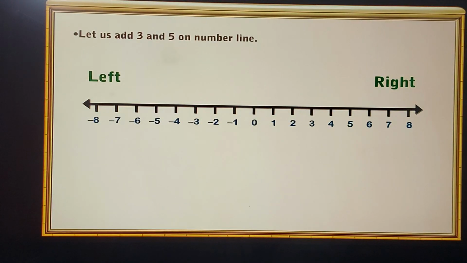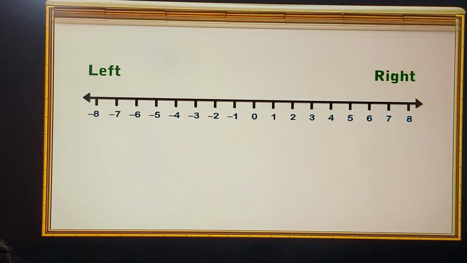Let us add 3 and 5 on the number line. On the number line, we first move 3 steps to the right from 0 to reach 3. And then we move 5 steps to the right of 3 to reach 8. Thus we get 3 plus 5 is equal to 8. We calculate it and then check whether the addition comes out correct.